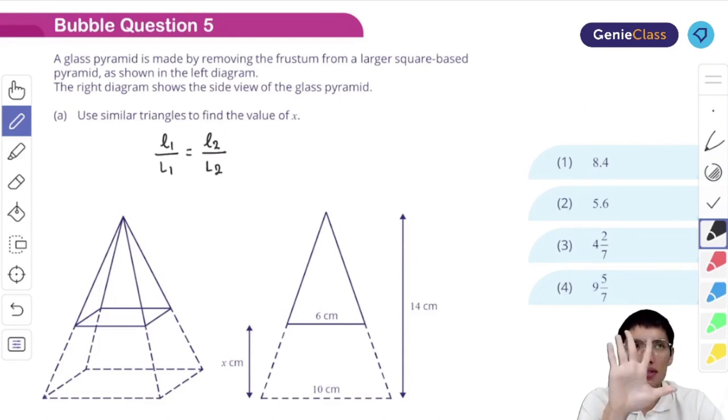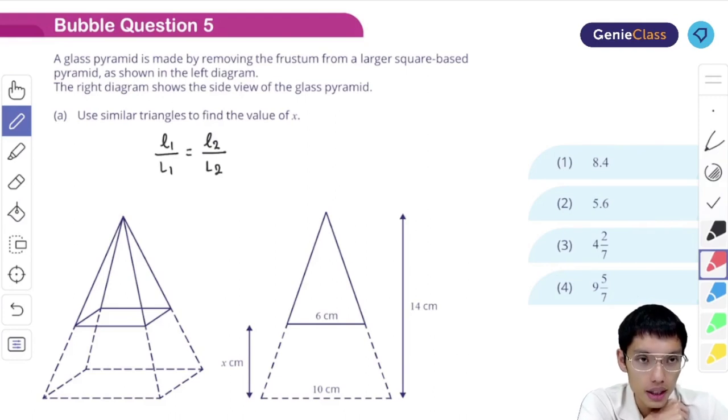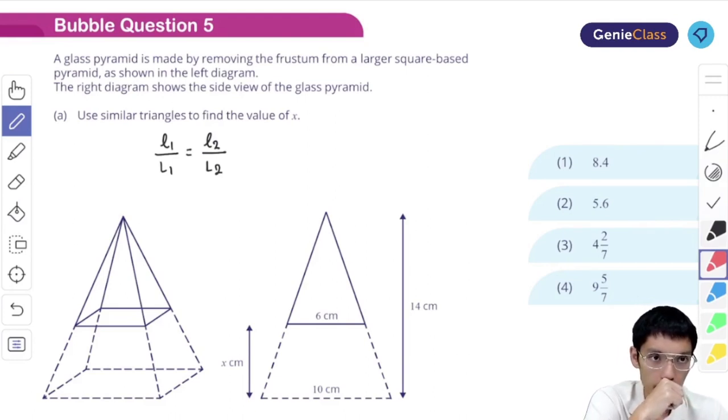Okay, last 5 seconds. Alright, let me take a look. Okay, most of you got it, that's a good sign. For those who did not, just be very, very careful. Some of you just applied, in this case, the wrong ratio. Alright, so just be very, very careful over here.